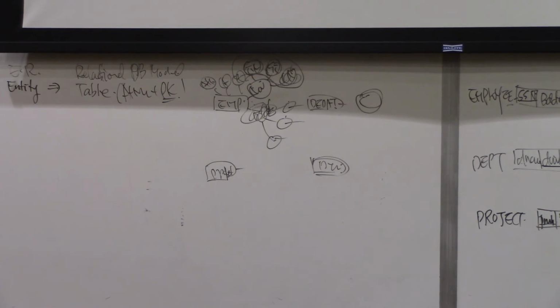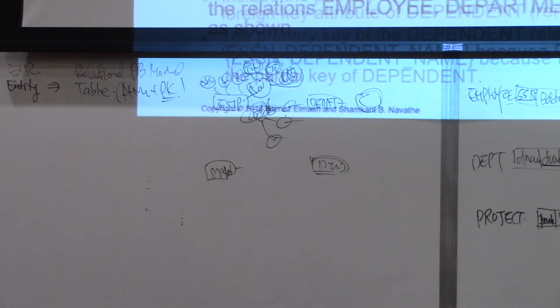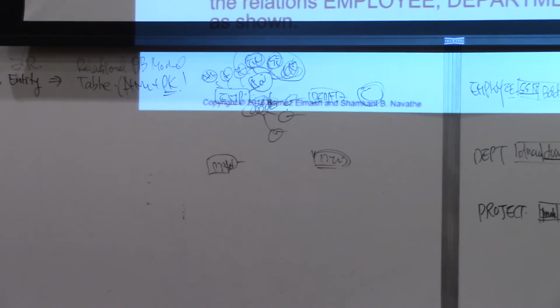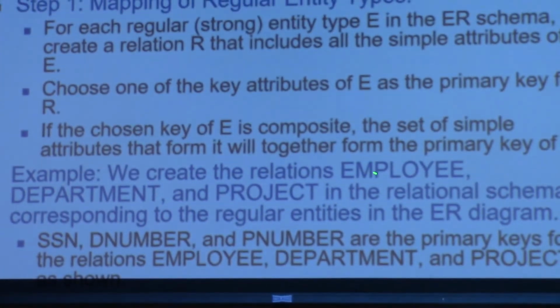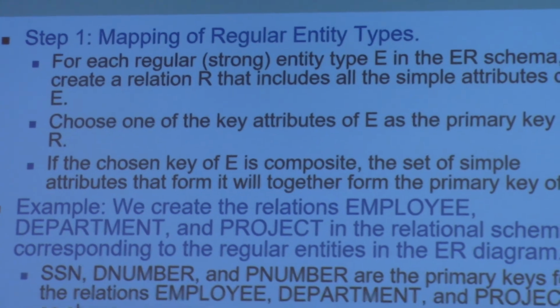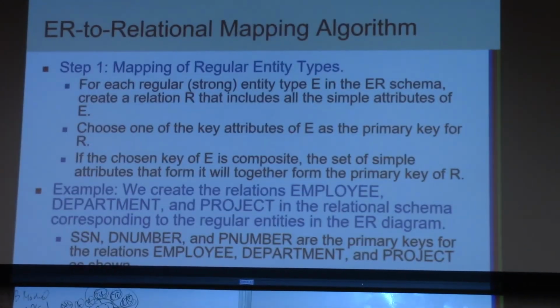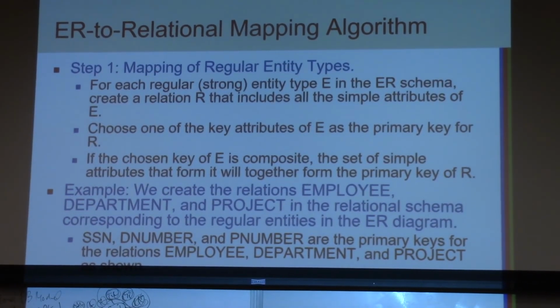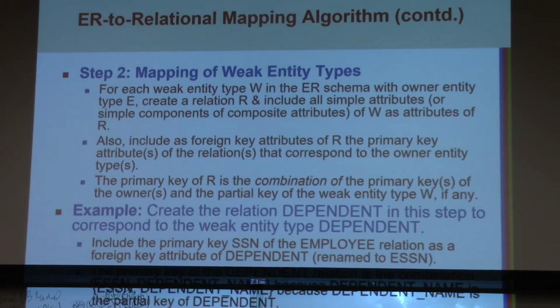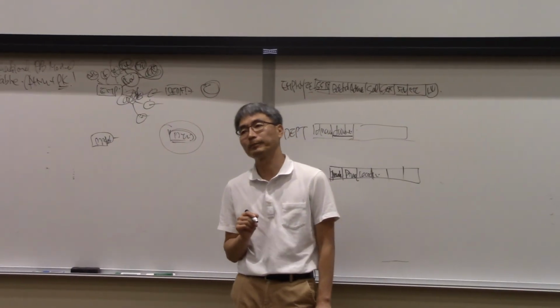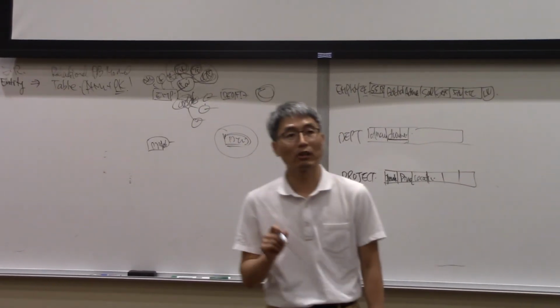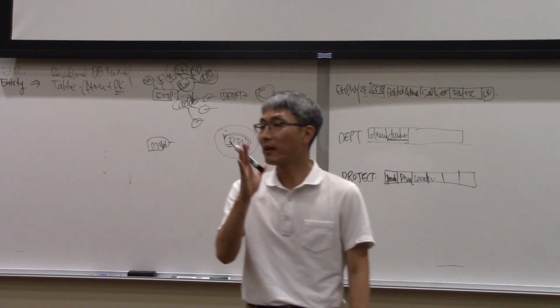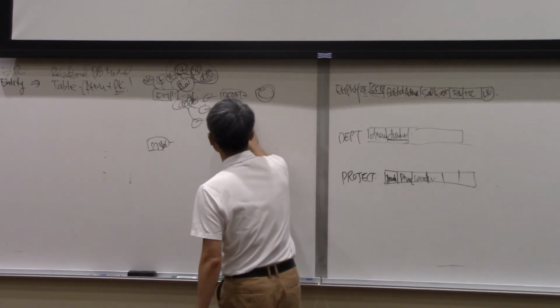So let's take a look at the example from here. The first step is we are going to create the table for the regular entity, the strong entity here. Then decide the primary key and so on. Okay. So next one is the weak entity. We have the weak entity here. The characteristic of the weak entity is what? It does not have the key attribute, only a partial attribute. So it has what?